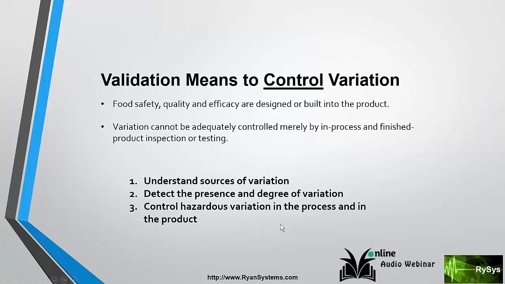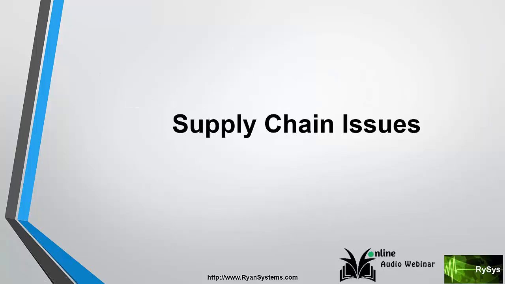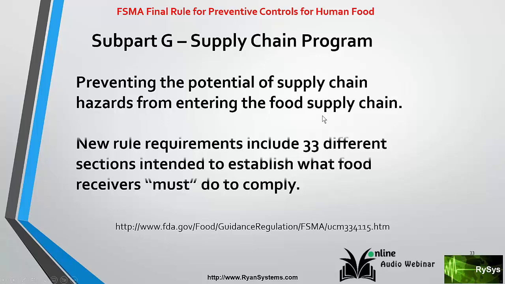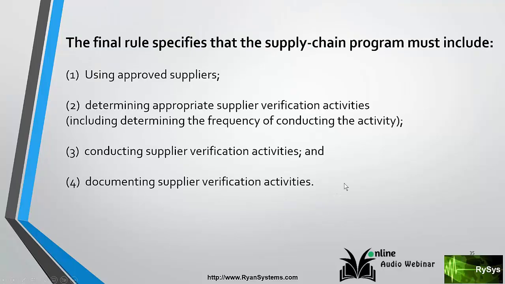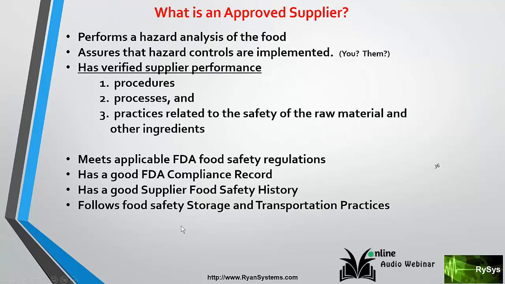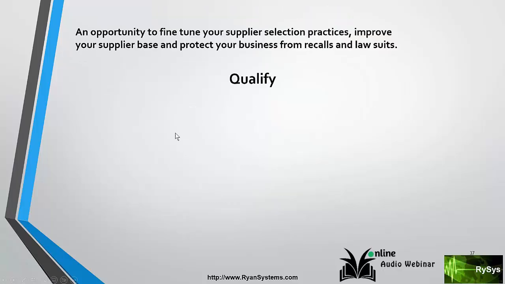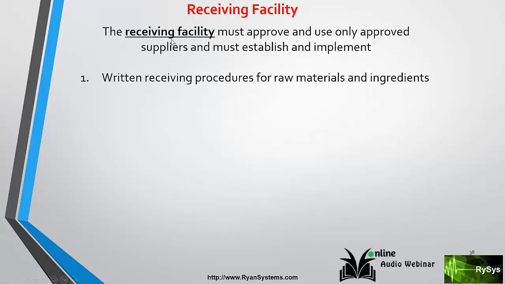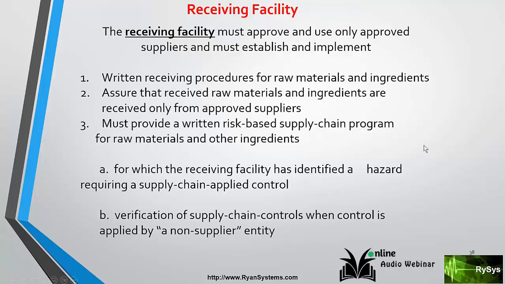It's a different concept than, let's talk about supply chains a little bit. You have a supply chain program, and so you have to prevent the bad stuff from coming into you. There's 33 different sections intended to establish what food receivers must do to comply. You have to document that. So what's an approved supplier? They have to follow good storage and transportation practices. They're the lowest risk supplier, and so that's the ones you want to work with. The receiving facility must approve and use only approved suppliers. You're also a supplier, right?